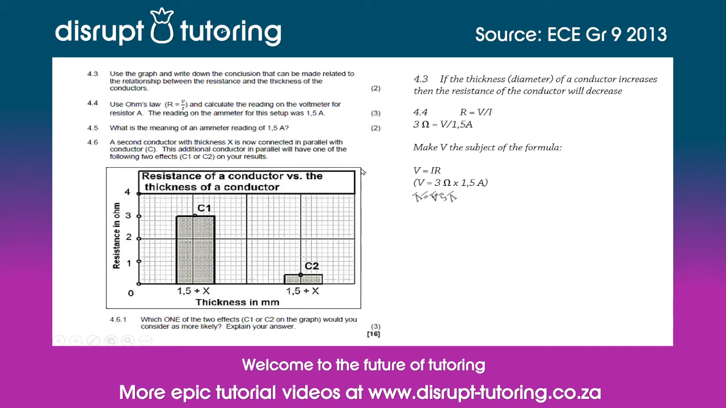Let's have a look at 4.5. What is the meaning of an ammeter reading of 1.5 amps? What this means is that 1.5 coulomb of charge passes through the conductor or ammeter in 1 second. We're just explaining what 1.5 A means on an ammeter when you're looking at it. It's just telling us that 1.5 coulomb of charge is passing through the ammeter per second. Right, 4.6.